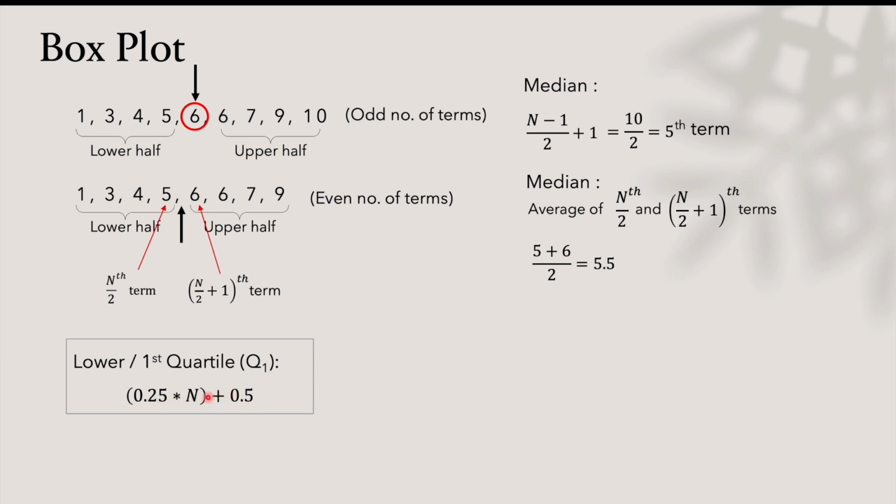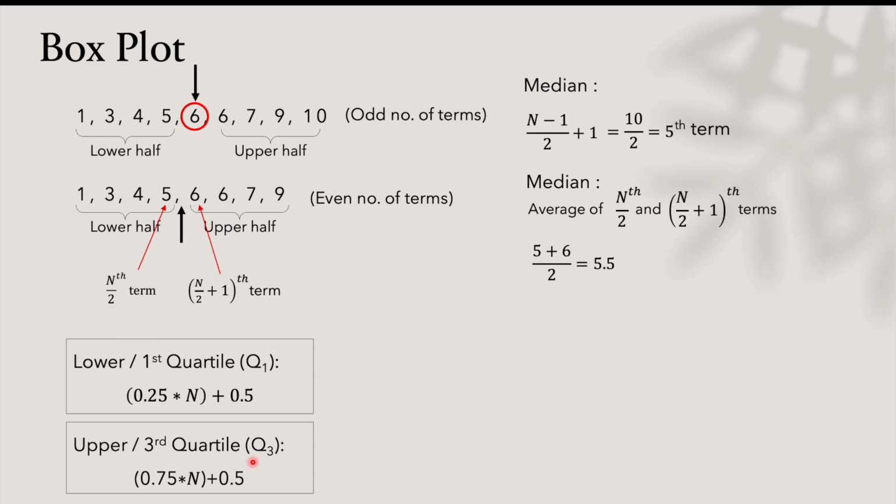This will give us the value for the first quartile, and we will plot it on the left edge of the box. And the third quartile is like this. The third quartile is the 75%, right? 75% of the data plus 0.5. This is how we can find the third quartile.